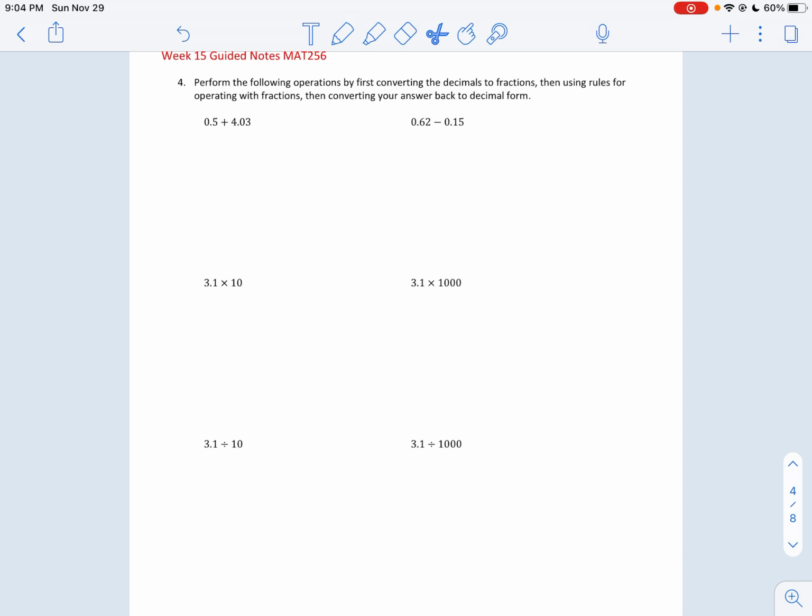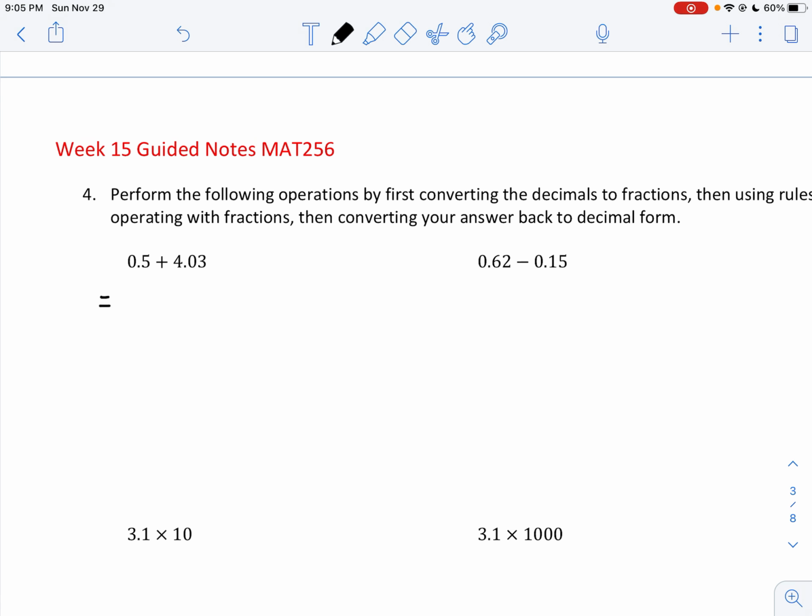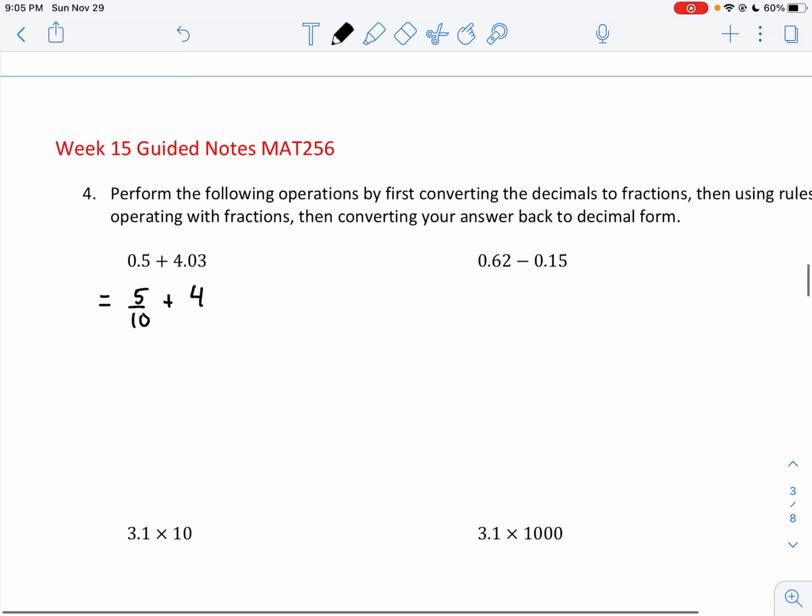Okay, let's move on. Perform the following operations by first converting the decimals to fractions, then using rules for operating with fractions. All right, so addition, 0.5 plus 4.03. So I'm going to convert the 0.5 to a fraction, which is 5/10. I'm going to add that to 4.03, which can be thought of as 403 100ths.